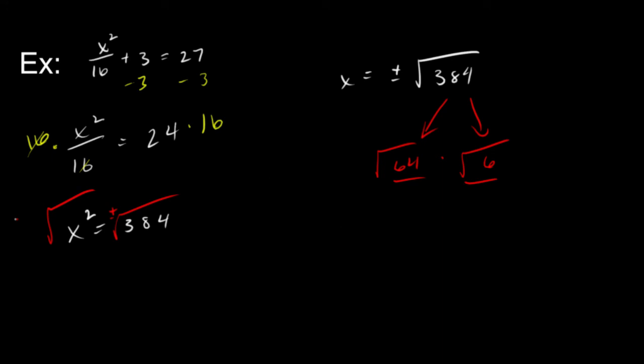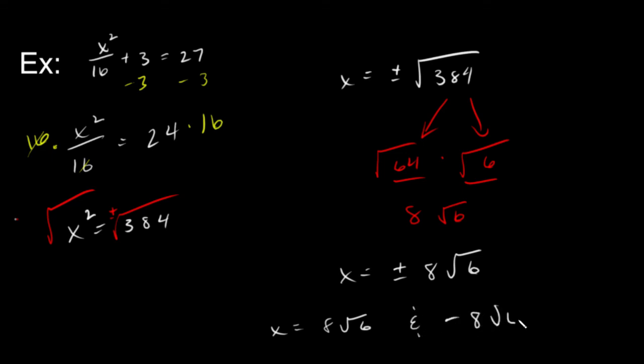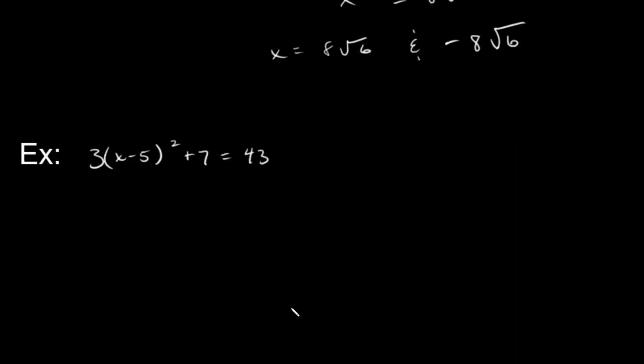And so the square root of 64 is 8, and the square root of 6 is just the square root of 6. And so you get x equals plus or minus 8 times the square root of 6. So I want to be very technical here. Plus or minus, what that represents is two solutions. You have x equals 8 times the square root of 6, and negative 8 times the square root of 6. Both solutions, okay? Now, finally, last problem.